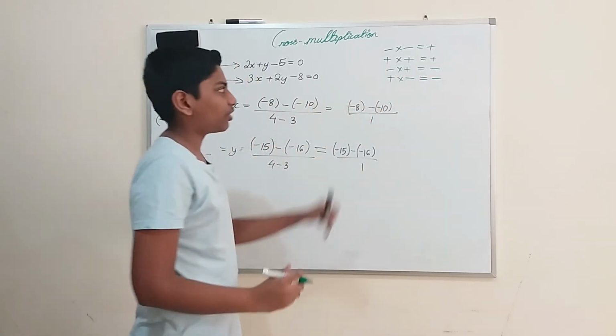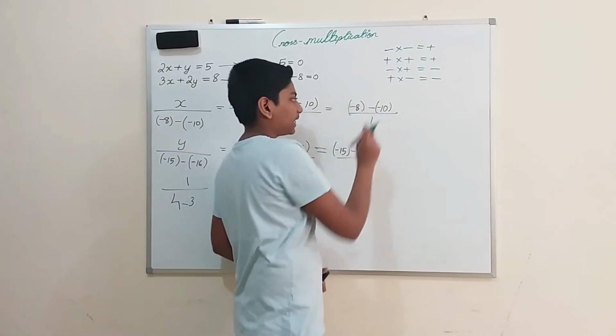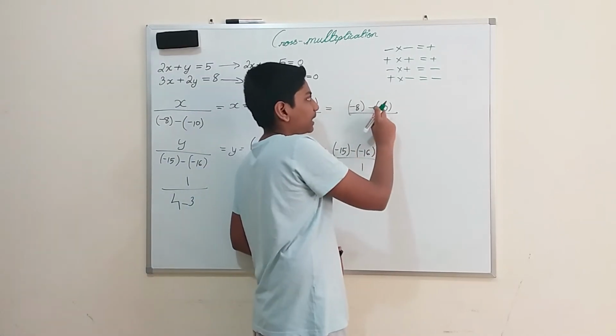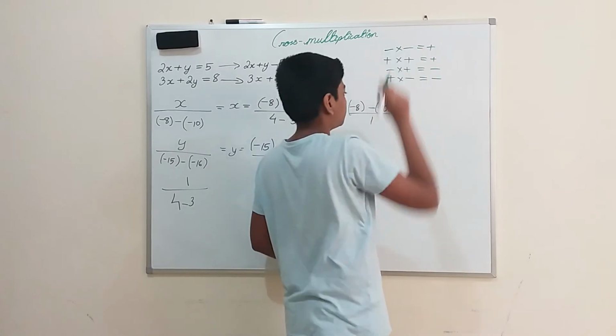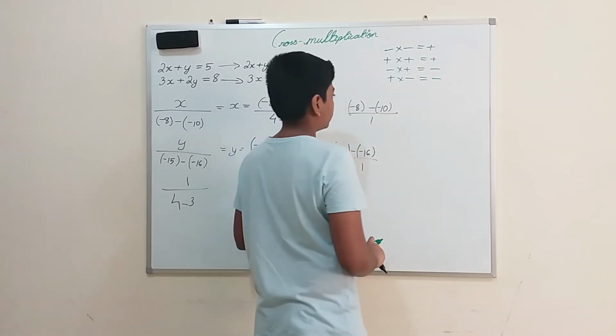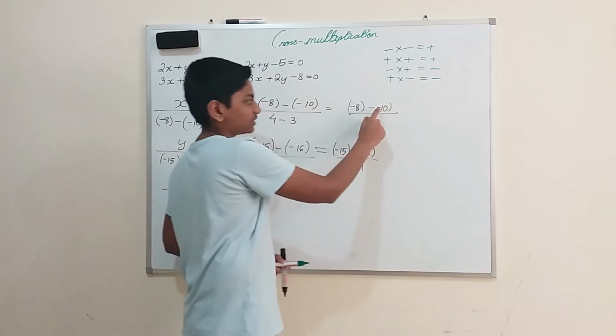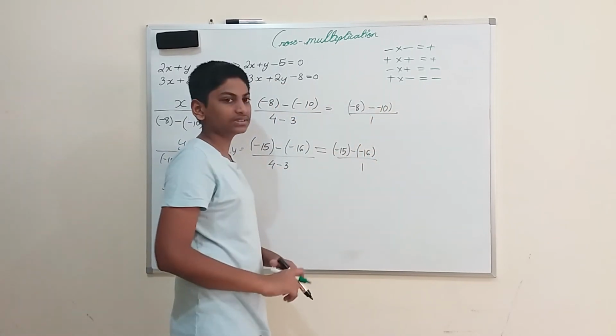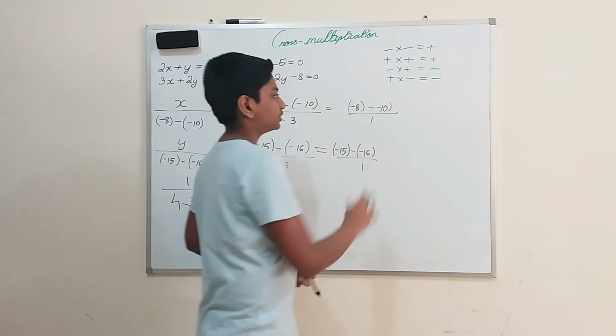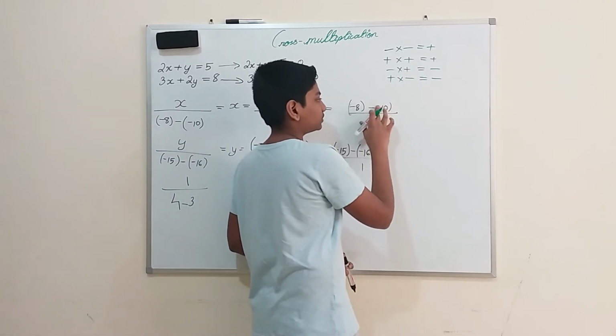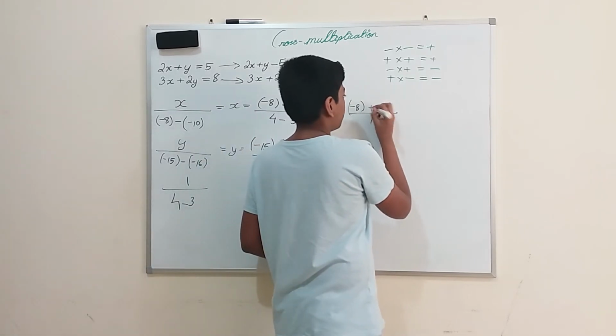Now we have this rule, okay. So here they are both minus and minus. Minus into minus, what happens? Minus into minus is equal to plus. So when I open the bracket, these two minus signs meet together, which means they are going to get multiplied. So when they multiply, minus into minus, this minus will become plus.